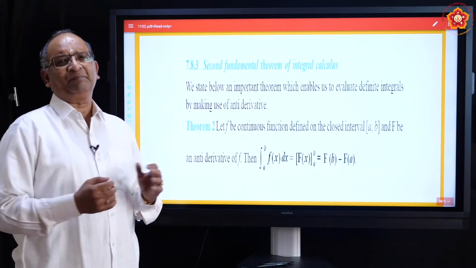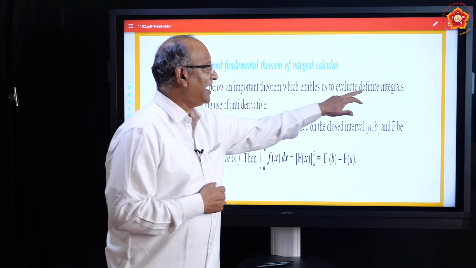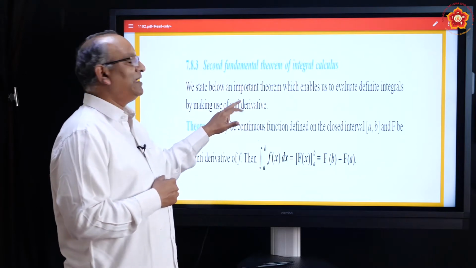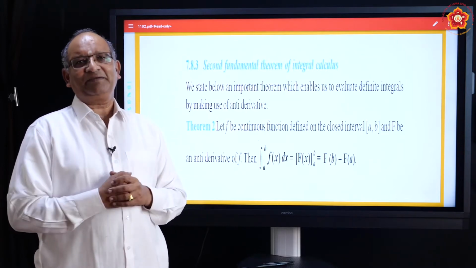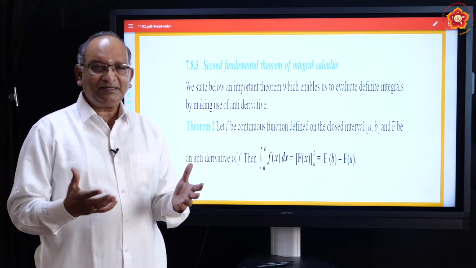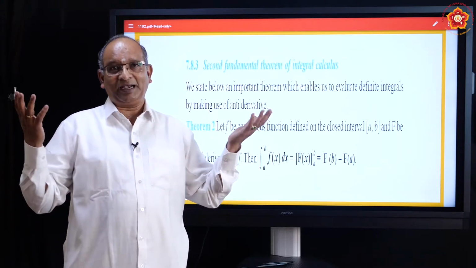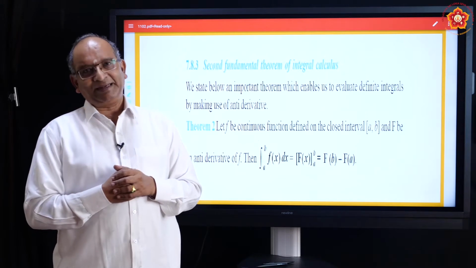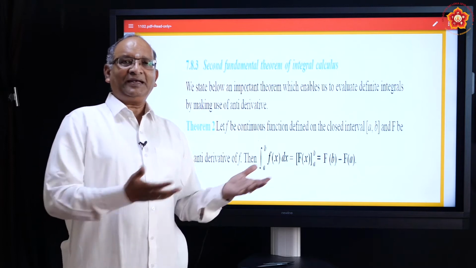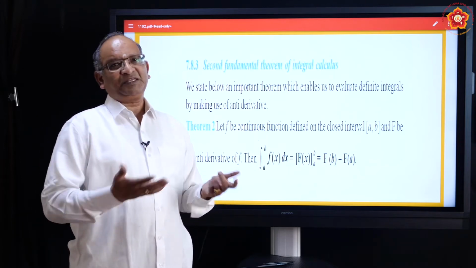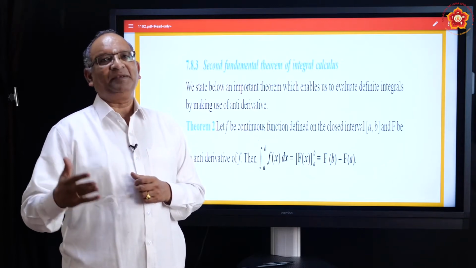This is also a very, very simple one. What is it? We state below an important theorem which enables us to evaluate definite integral by making use of antiderivative. What do you mean by antiderivative? Integration is antiderivative. You already studied integration, isn't it? We have solved hundreds of problems based upon integration and definite integral. So with the help of that, you can calculate the same area, which we did by a long method and we called it integration as a limit of sum.